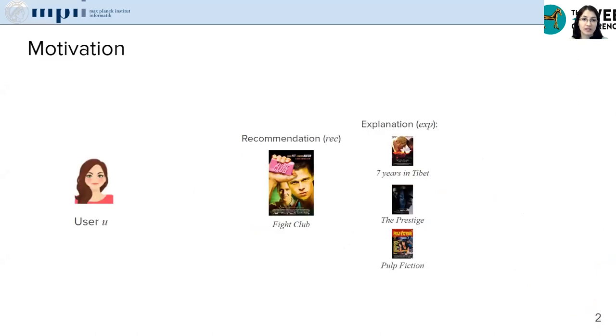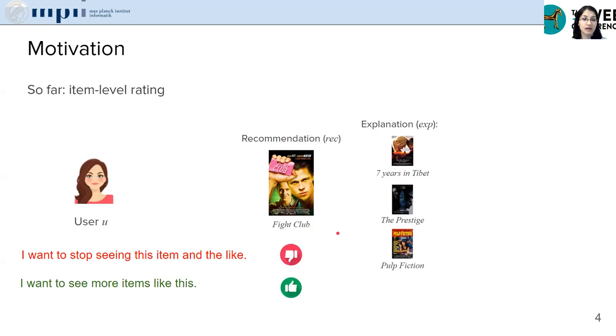Let me begin with a motivating example. Imagine you're using a recommender system, let's say an online movie streaming service, and you are recommended the movie Fight Club. According to the system-generated explanations, this item is recommended to you because in the past, you have watched movies that share some similarities based on cast, content, or genre with the movie Fight Club. Now, depending on how much you like or dislike this movie, you might want the system to show you more movies like this or less similar ones.